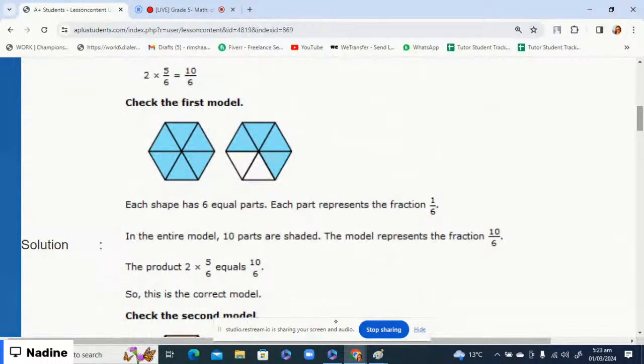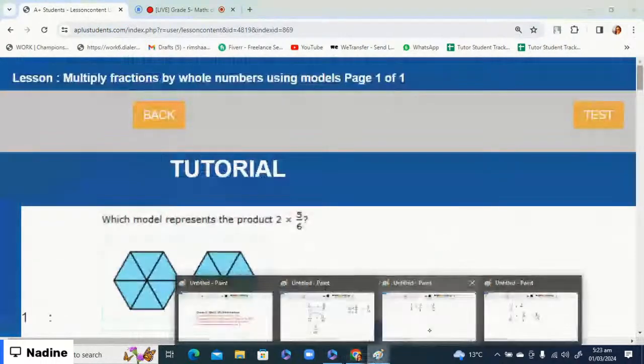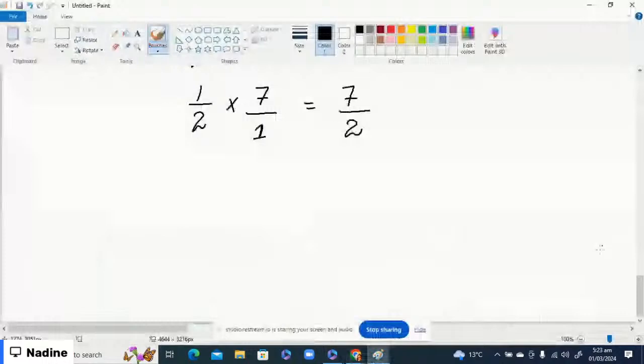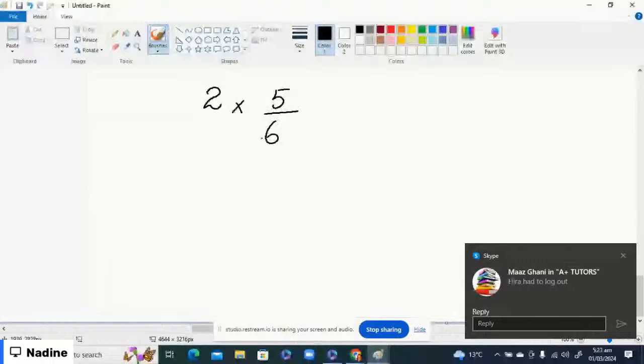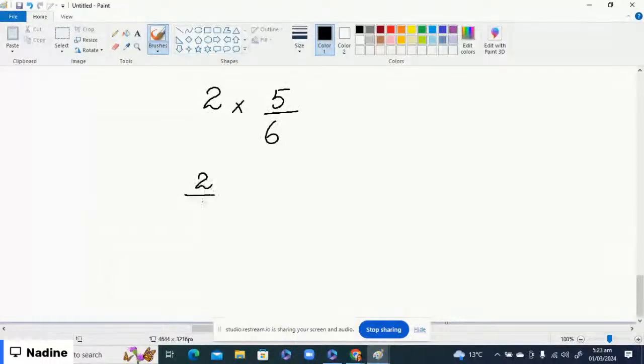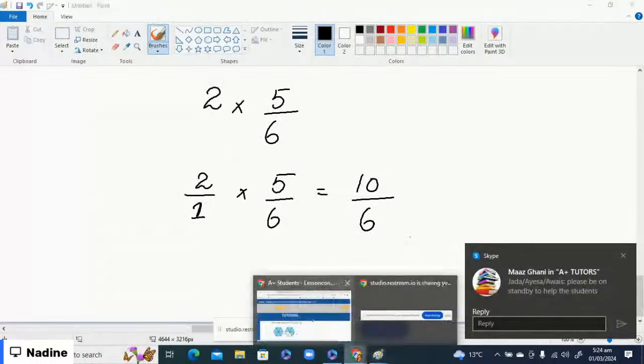So when you are finding the product, first of all, let's find the product of 2 into 5 by 6. Let's do it. First we find the product of 2 into 5 over 6. Convert this to a fraction: 2 over 1 times 5 over 6. So what's the answer? 2 times 5 is 10, 6 times 1 is 6. Okay, 10 over 6.